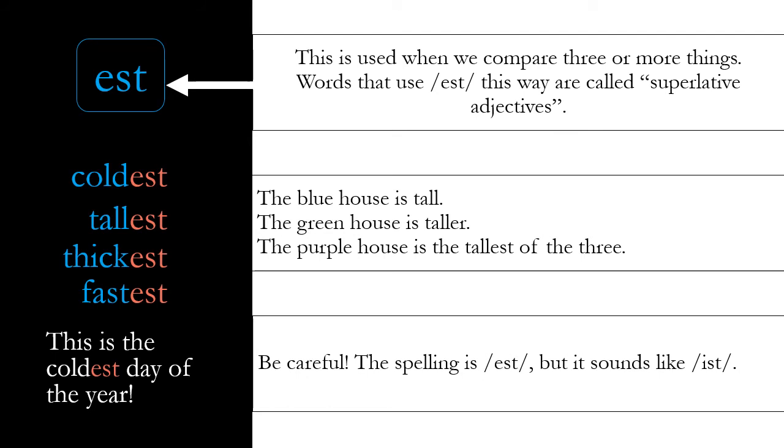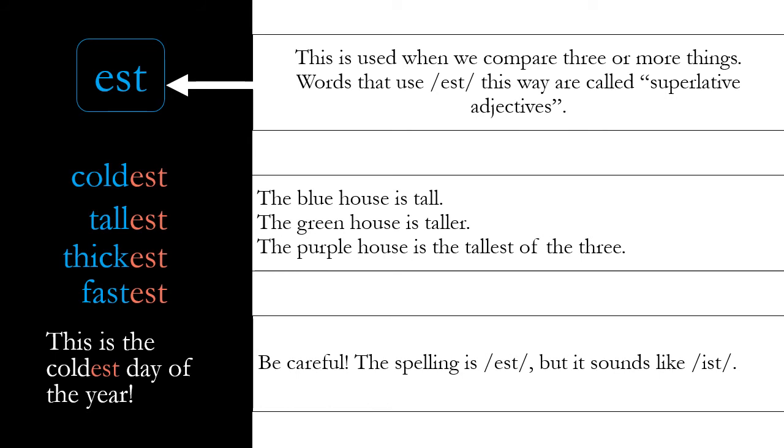Then we get EST, like coldest, tallest, thickest, fastest. In a sentence like this, this is the coldest day of the year. Now, it says here at the top, this is used when we compare 3 or more things. So words that use EST in this way are called, and get ready for it, superlative adjectives.